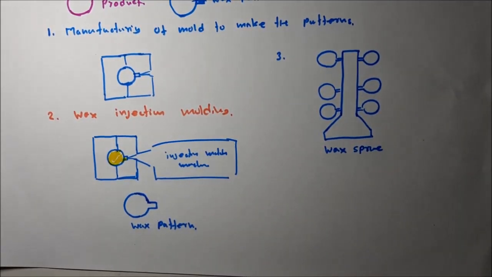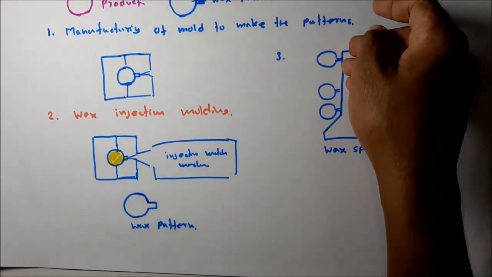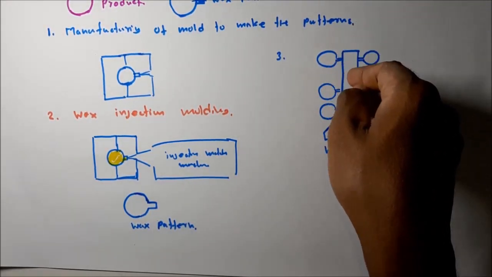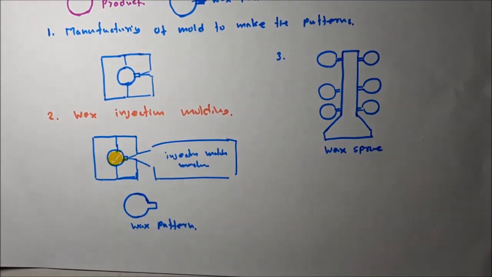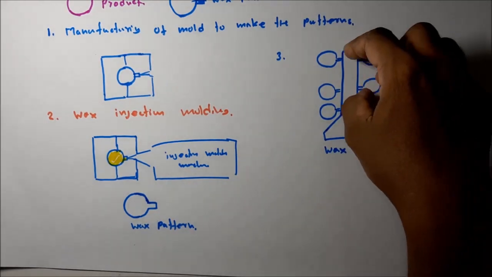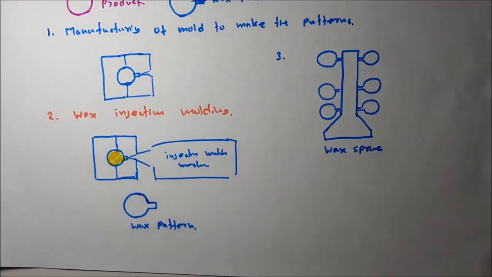It is three-dimensional, but I have drawn a two-dimensional view. In this elevation also the patterns can be assembled. Then you can see the wax sprue, and then the patterns are assembled.